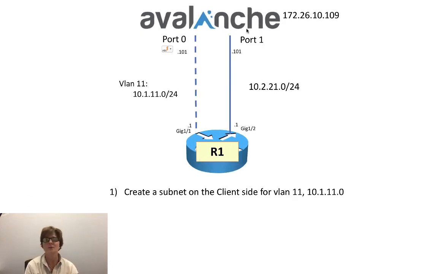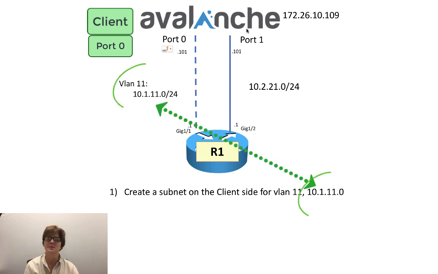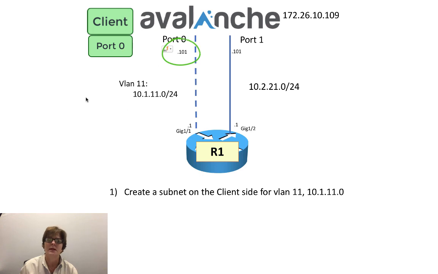What we're going to do now is, on the client side, in the client tab, create a subnet that's going to sit on top of that port, which is going to act as an HTTP client later on. It's going to be VLAN 10, and it's going to be in subnet 10.1.11.0. As you can see from my diagram, I'm just going to have one device over there, one client, one server for right now. And so I'm going to make it 101.